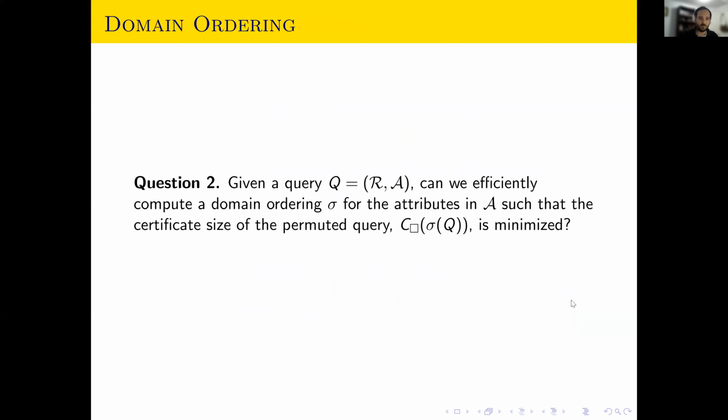This motivates our second research question: given a query Q, can we efficiently compute a domain ordering sigma for the attributes in the attribute set A, such that the certificate size of the permuted query, which we denote C box sigma Q, is minimized?